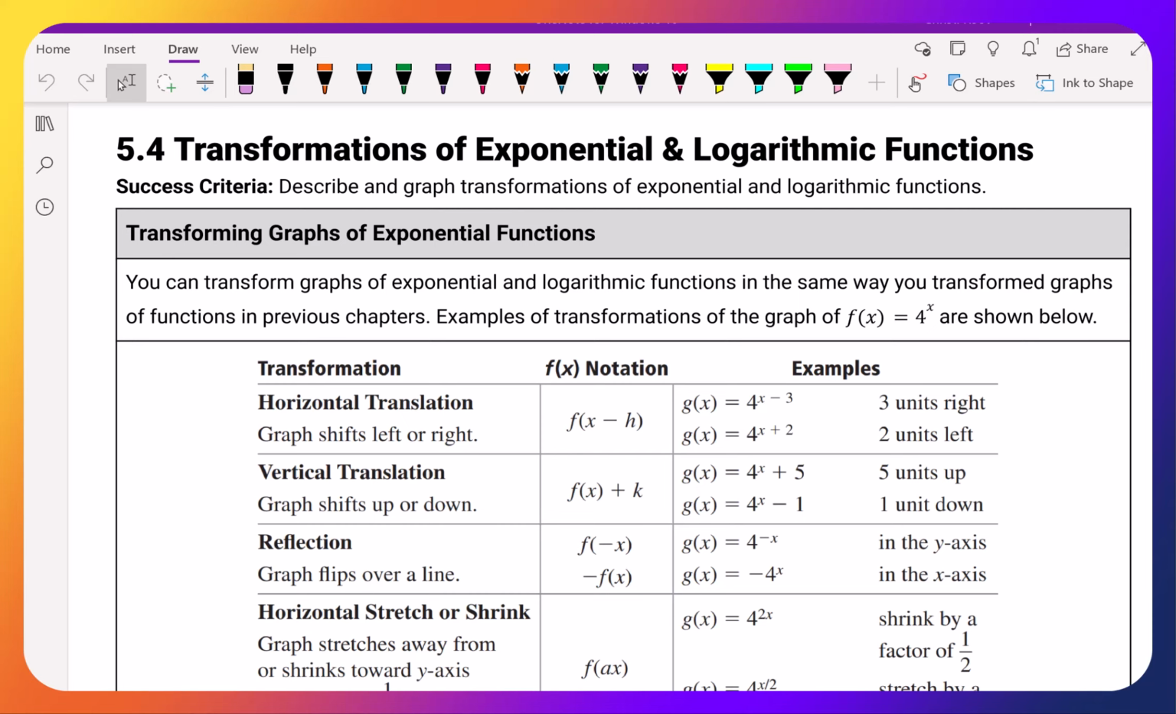Here's the good news. They are all going to be the same. So if you remember the transfer, like moving it up and down and left and right, all of those rules, they are the same. And actually, in some cases, they're a lot more obvious.